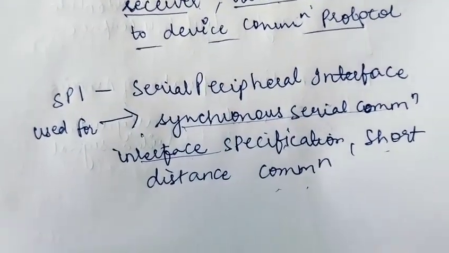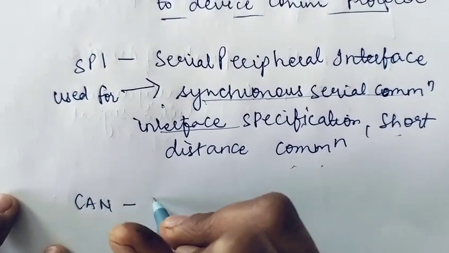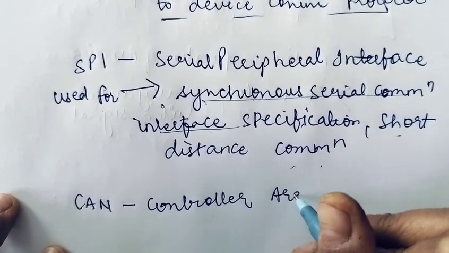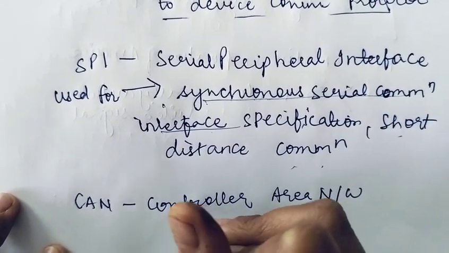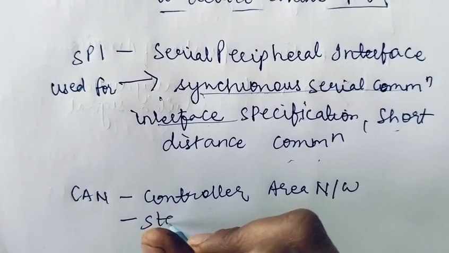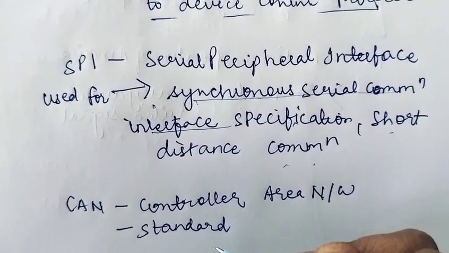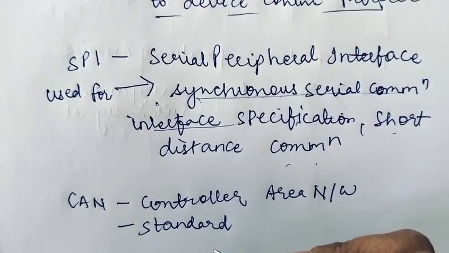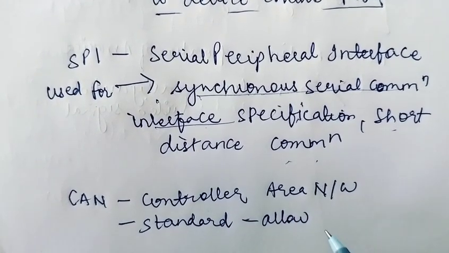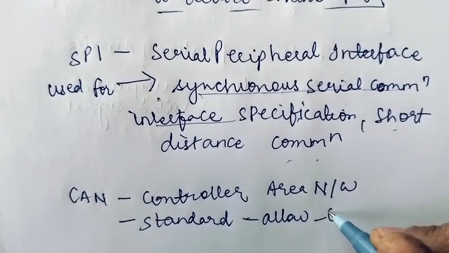Then there is your CAN. What does CAN stand for? CAN stands for Controller Area Network. It is basically a standard that has been designed to allow your microcontroller and other devices to communicate.